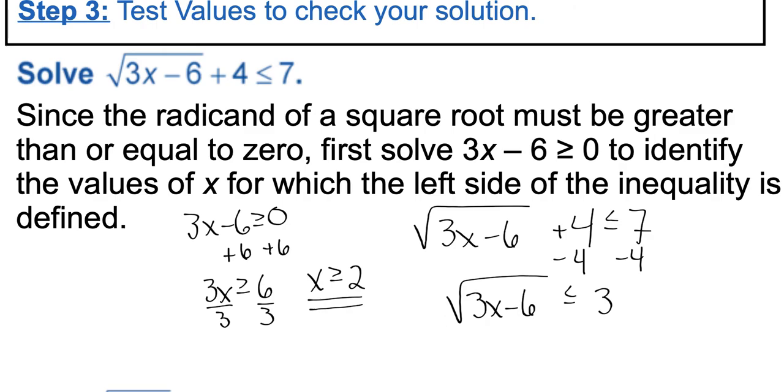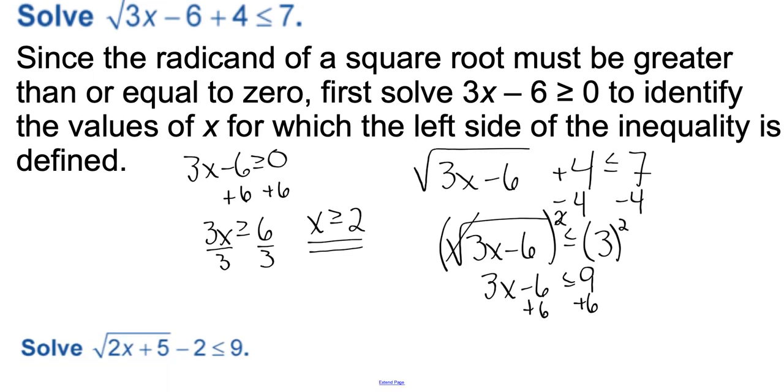We want to get rid of the radical, so square both sides. Okay, so then that goes away with that. We have 3x minus 6 is less than or equal to 9. Keep going here, add 6. All right, we get 3x is less than or equal to 15. Divide both sides by 3, and we get x is less than or equal to 5.